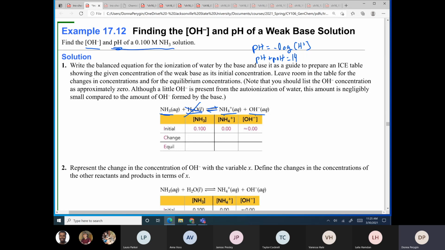So this is a weak base because it increases the hydroxide ion concentration in water, and it's a weak base because it doesn't completely dissociate in water. We have some ammonia that's left. All right, and so we set that up as our starting material is the NH3, and our products are NH4 plus and OH minus, and initially we have a 0.1 molar solution of ammonia.